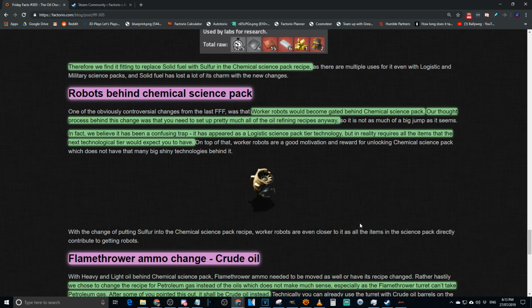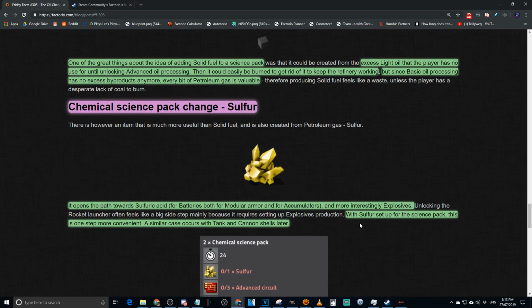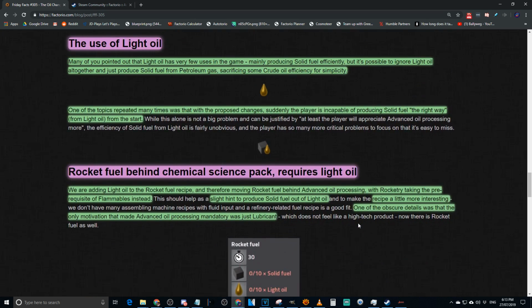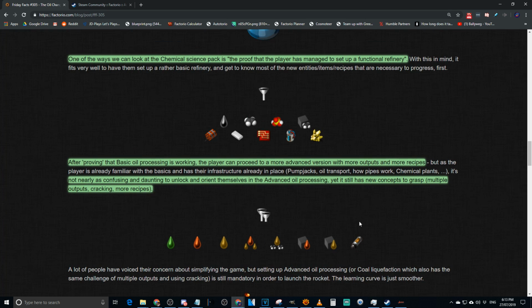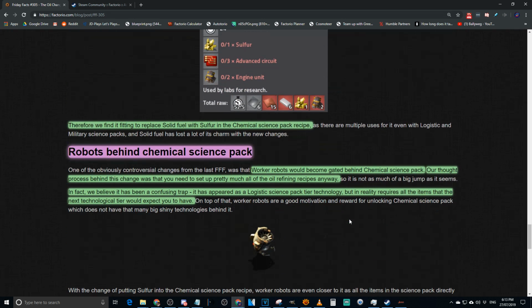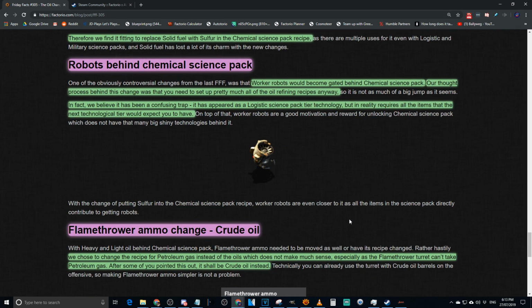Well, you don't need explosives. You don't need... What other recipes do we have? You needed solid fuel because it was part of the science, but now you won't because you'll have sulfur. You needed just about everything. Not quite everything, but close to. I suppose you don't need explosive, but you needed to build an entire oil base with cracking and everything.